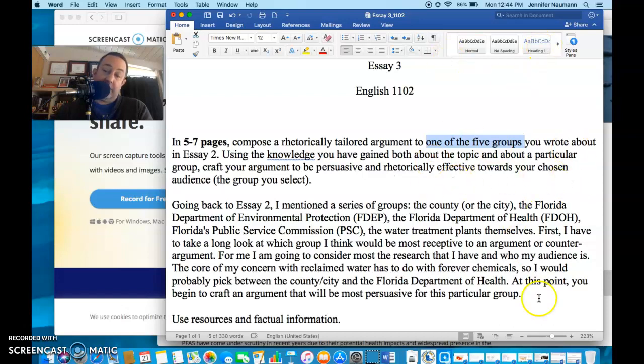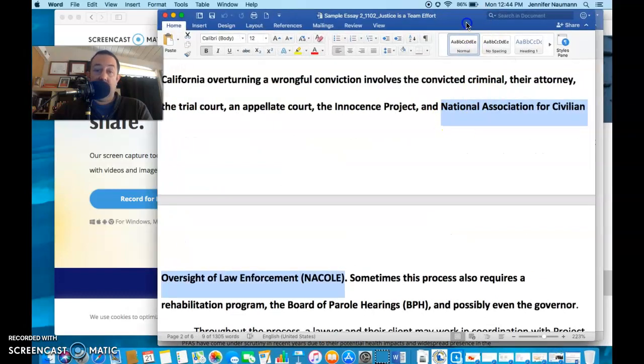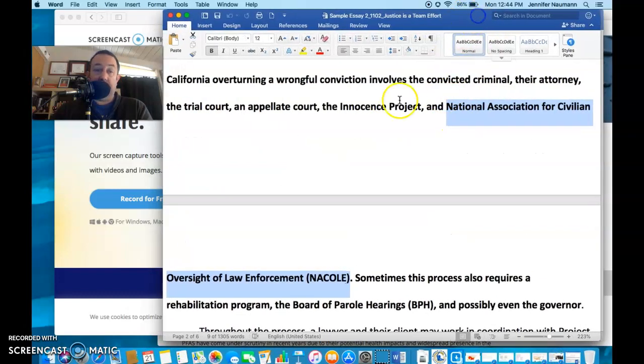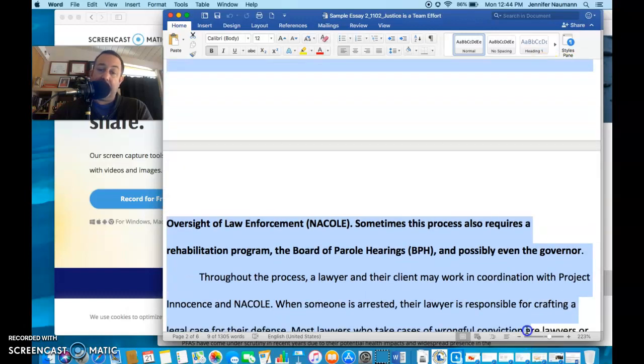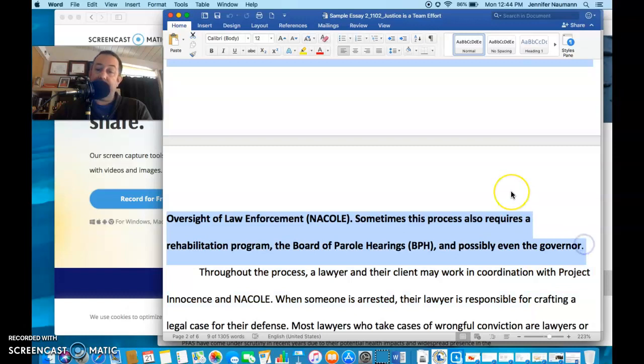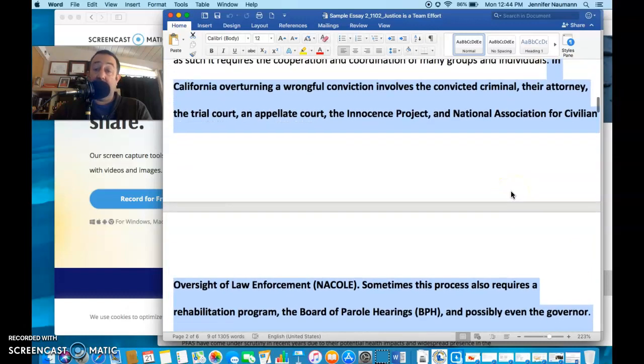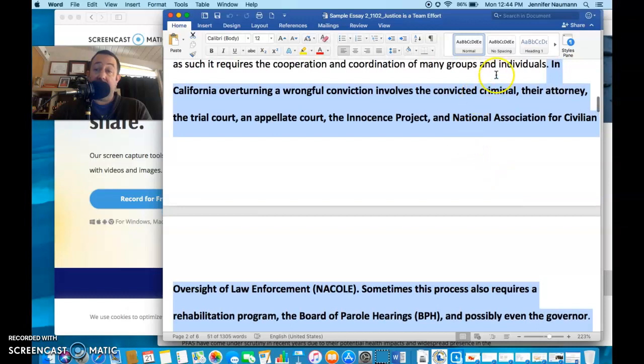So if you go back to, say, Essay 2, this is my sample Essay 2, right? And I have all these groups here. Basically there are, I think, at least 5. Let's see how many I ended up with here. Okay, so you've got the person convicted, the attorney, the trial court, appellate, Innocence Project, Nicole.